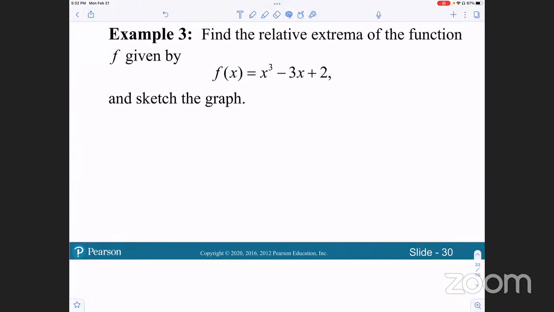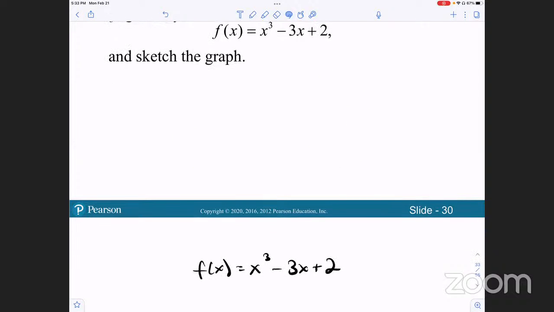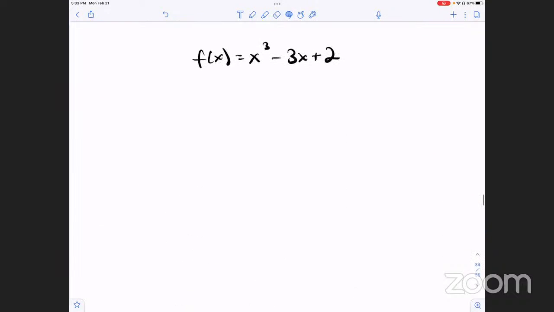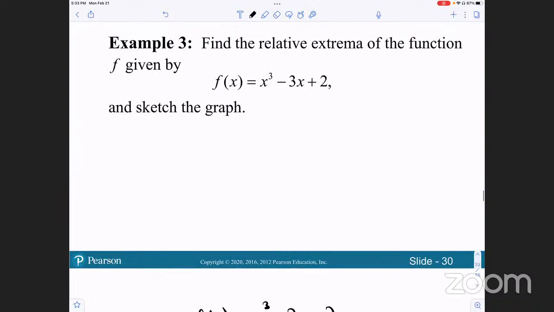Okay. Let me start by getting a copy of the original. We have f of x equals x cubed minus 3x plus 2. I'm going to take this and put it right here. So then the suggestion is first find your first and second derivatives. So f prime of x is going to be 3x squared minus 3, and f double prime of x is going to be 6x. Make sure I get that right.